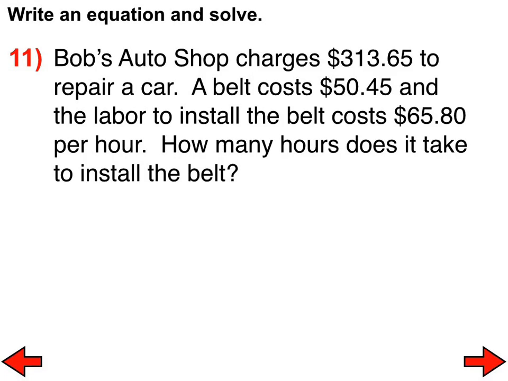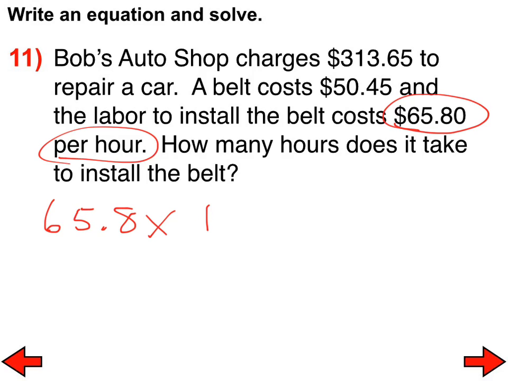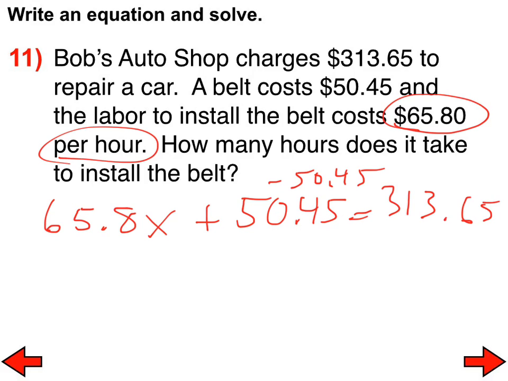Number 11. Bob's Auto Shop charges $313.65 to repair a car. A belt costs $50.45, and the labor to install the belt costs $65.85 per hour. That, of course, is key because that's the thing that's changing. So 65.85x plus the belt cost of $50.45 equals the total, which is $313.65.